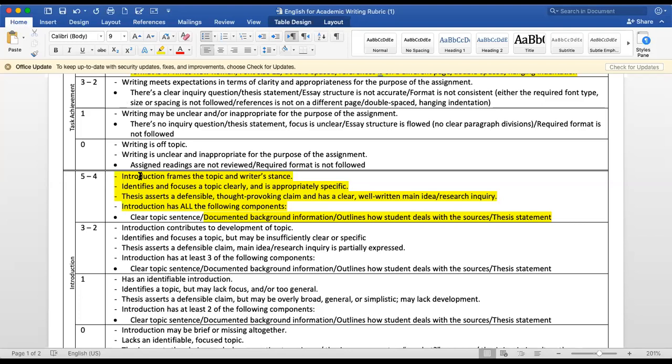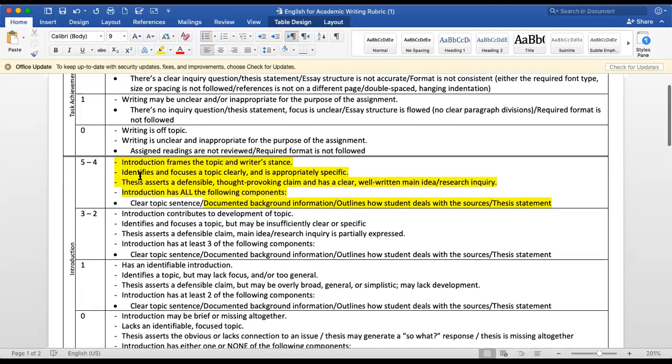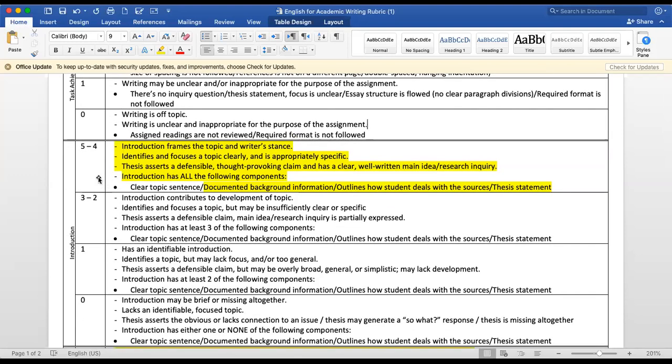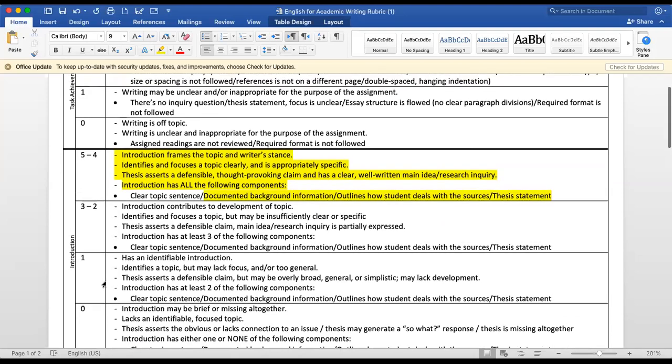This is what I use to give you the marks. So if you want to get a certain grade, just highlight the band, whether you are targeting 2 to 3, 4 to 5, 1, whatever, and make sure that you follow this description. If your essay follows this description, automatically you get this grade. Okay?